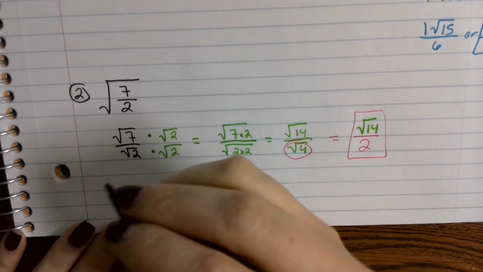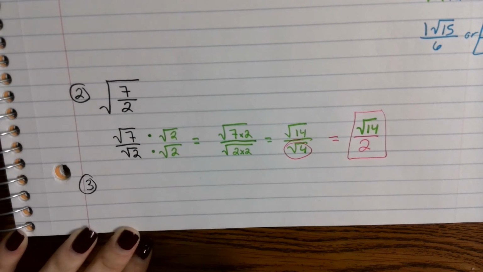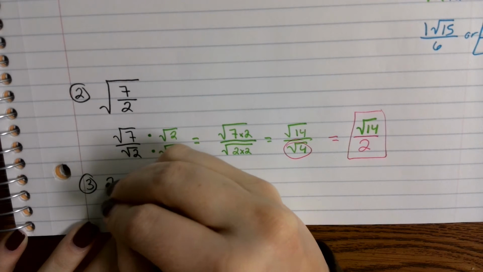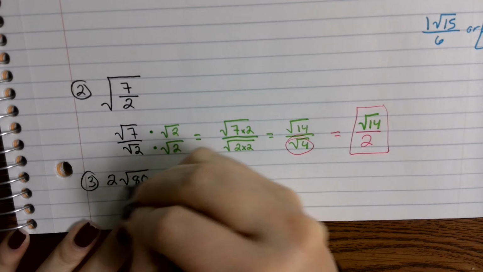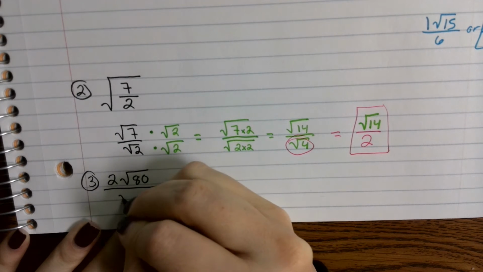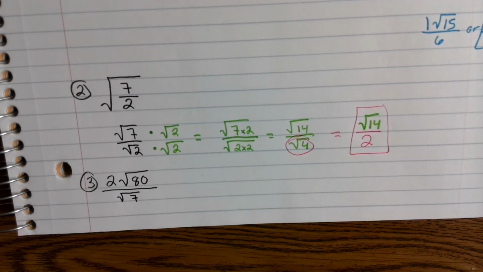Okay, let's try one more. Let's try a little something different. You haven't seen this before. 2 square roots of 80 over the square root of 7. 2 square roots of 80 over the square root of 7.